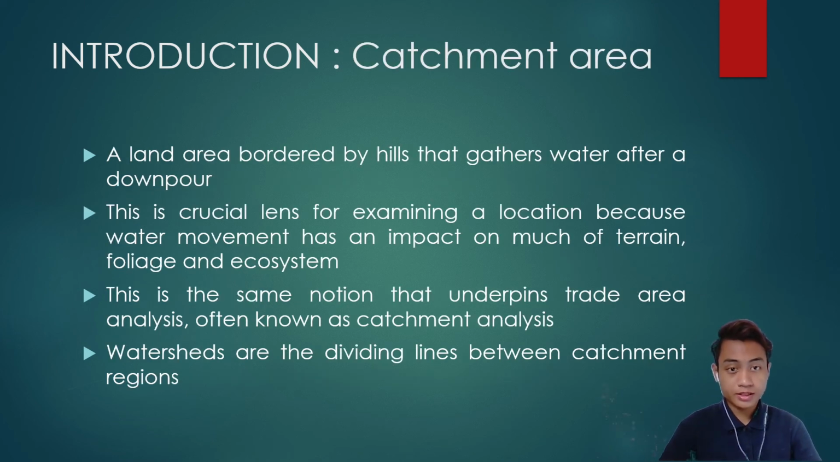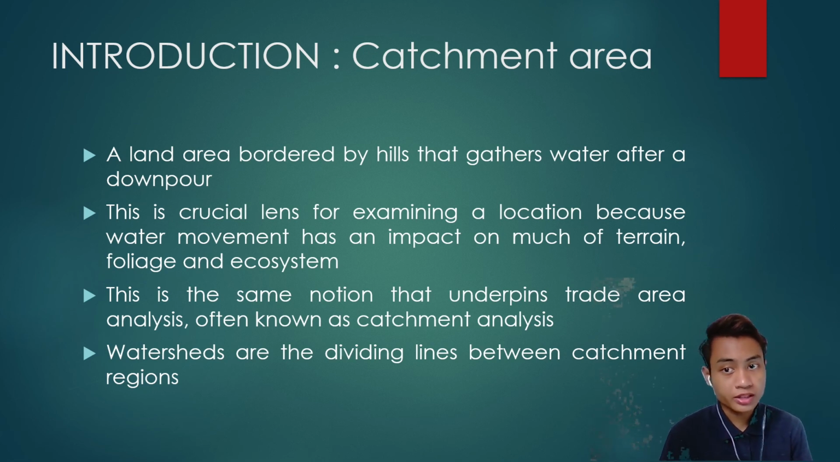I'll be explaining the second part of the introduction, which is catchment area. If you are wondering, what is a catchment area? A catchment area is a land area bordered by hills that gathers water after a downpour, which is raining. Water runs downhill and accumulates in rivers and streams in these locations. This is a crucial lens for examining a location because water movement has an impact on much of the terrain, foliage, and ecosystem. This can aid with drainage, basin information, and water flow. This is the same notion that underpins trade area analysis, often known as catchment analysis.